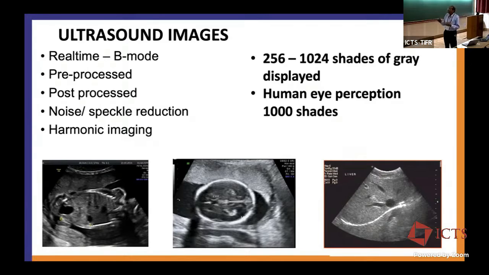I'll also tell you that the display which comes on the screen, the majority of monitors are giving me 256 shades of gray. But actually, the human eye can perceive up to 1,000 shades. So in recent equipment, they have upgraded their monitors so that I get at least 1,024 shades of gray. That means the quality of the images has changed a lot.